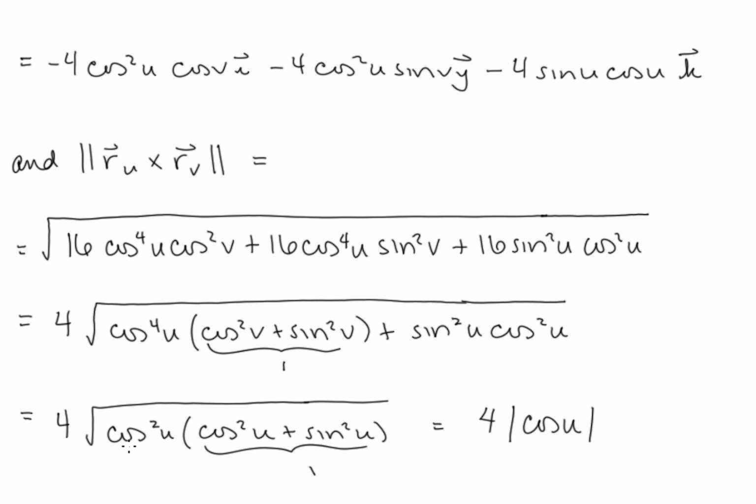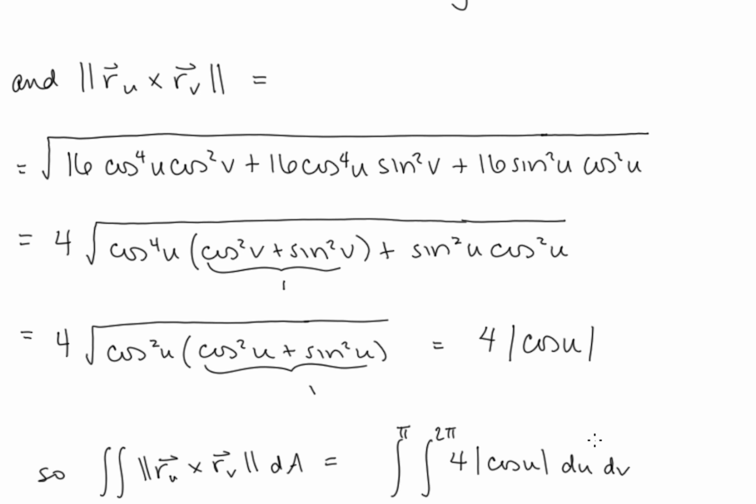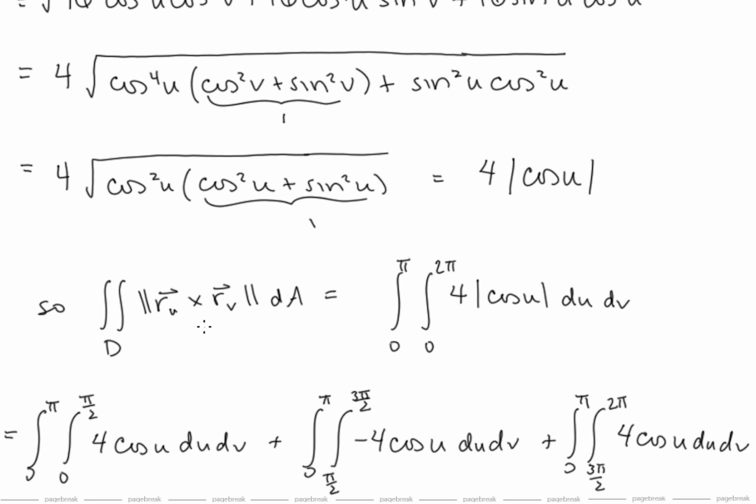Now remember that the radical and the square only cancel each other when we know that cosine u is going to be positive. But we're talking about u going from 0 to 2 pi, so we can't make that assumption. We have to recognize that radical cosine squared gives us the absolute value of cosine u in general. So the double integral that we're looking for is going to be the integral of 4 absolute value of cosine u du dv, where u is going from 0 to 2 pi and v is going from 0 to pi.